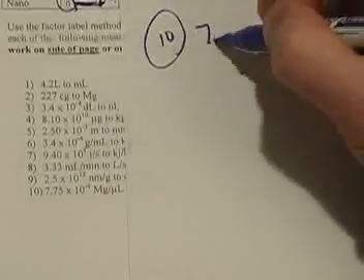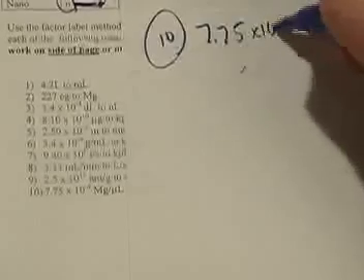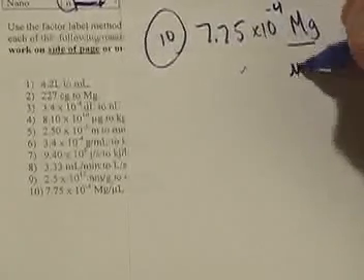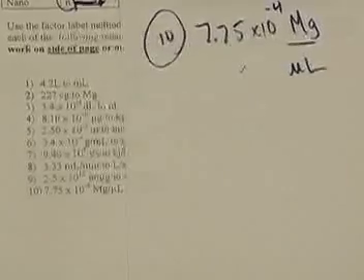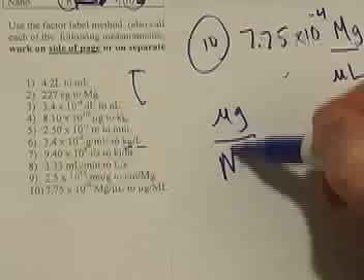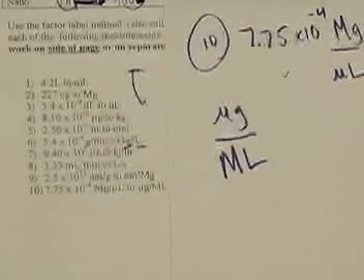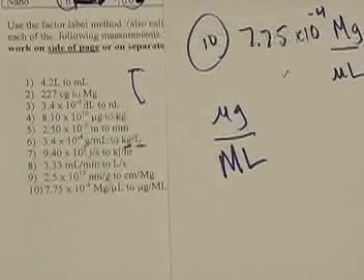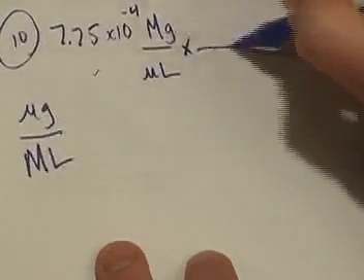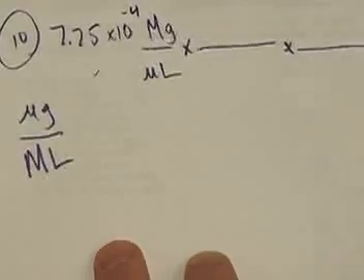Number 10 says we start with 7.75 times 10 to the negative 4th, and that's megagram per microliter, and we're going to go to microgram per megaliter. Ooh, this is kind of a fun one. So first thing you do is put a multiply sign, put a line, and since it's multiple units, you're going to have to put 2 multiply signs and 2 lines.